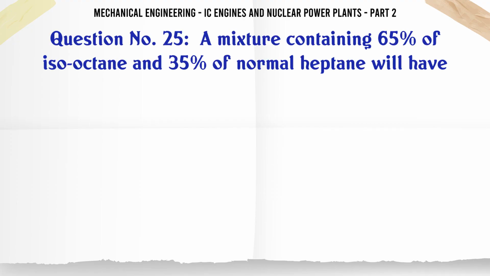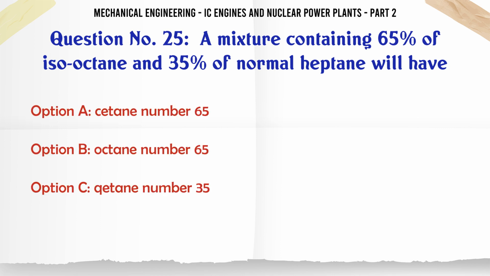A mixture containing 65% of iso-octane and 35% of normal heptane will have A. Cetane number 65. B. Octane number 65.